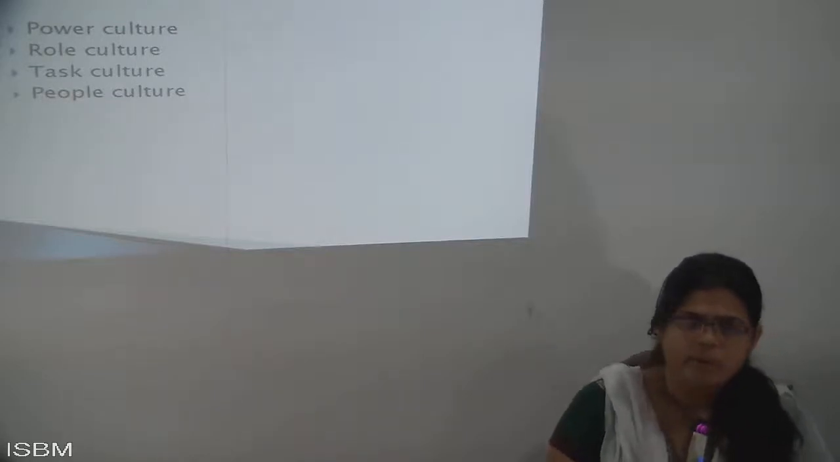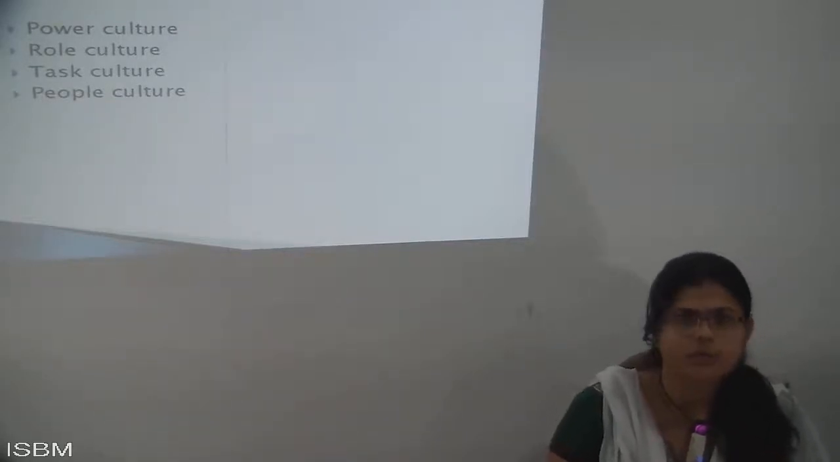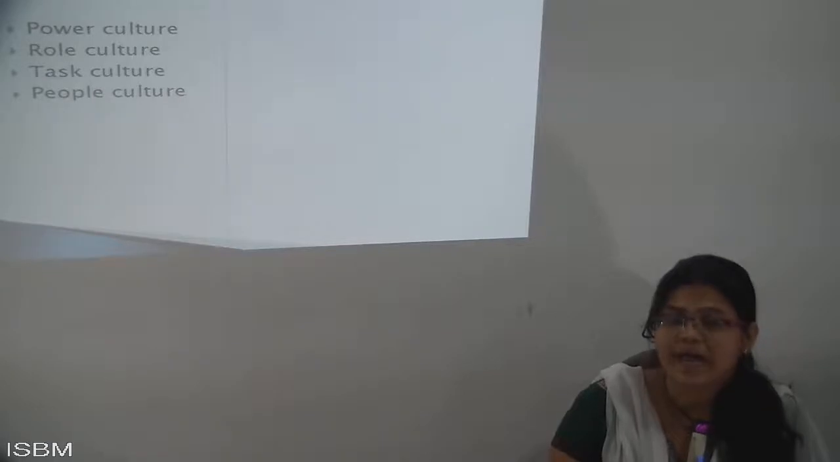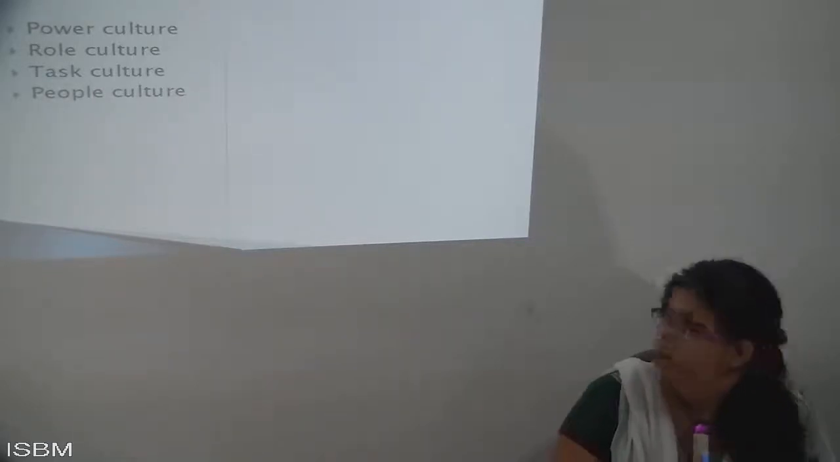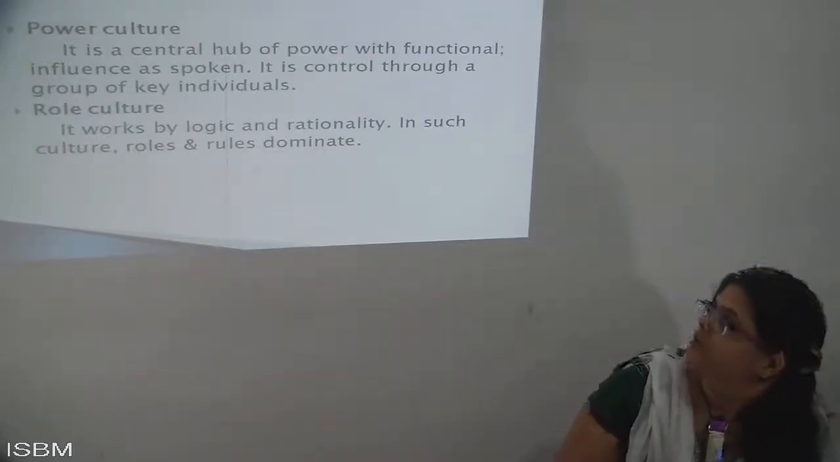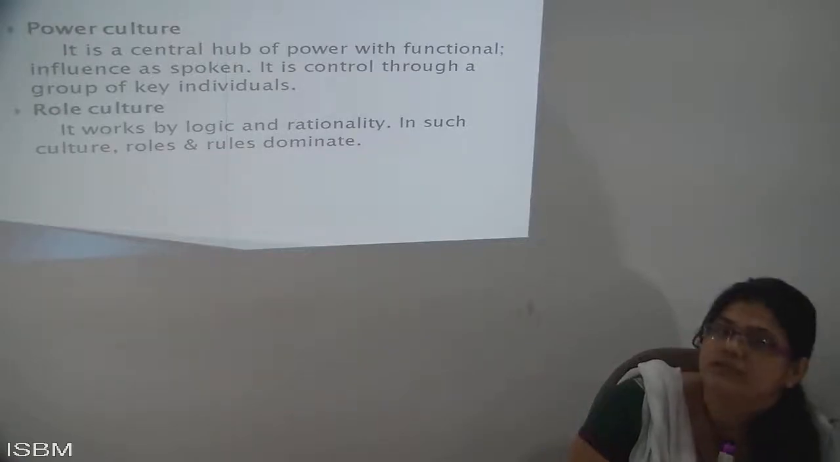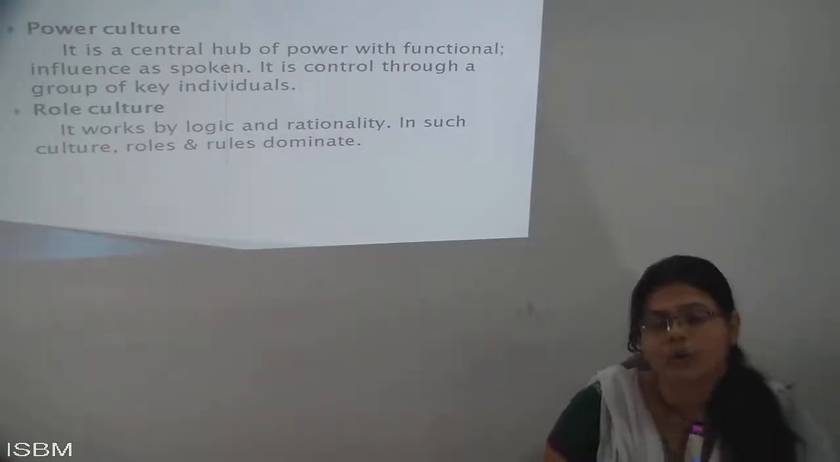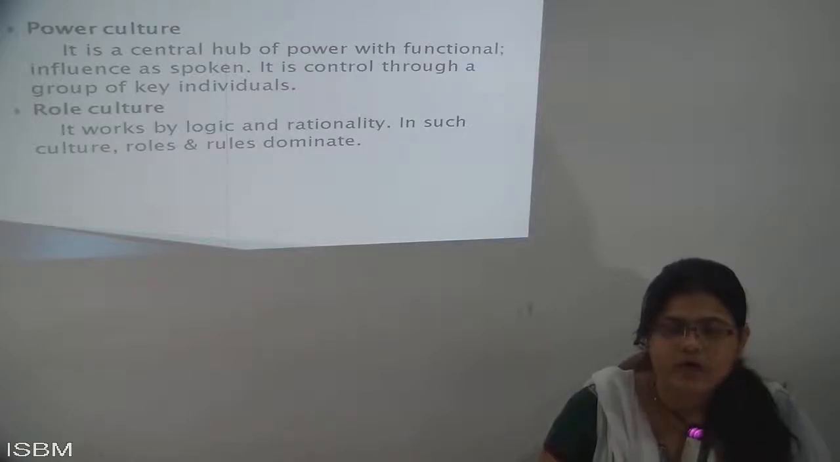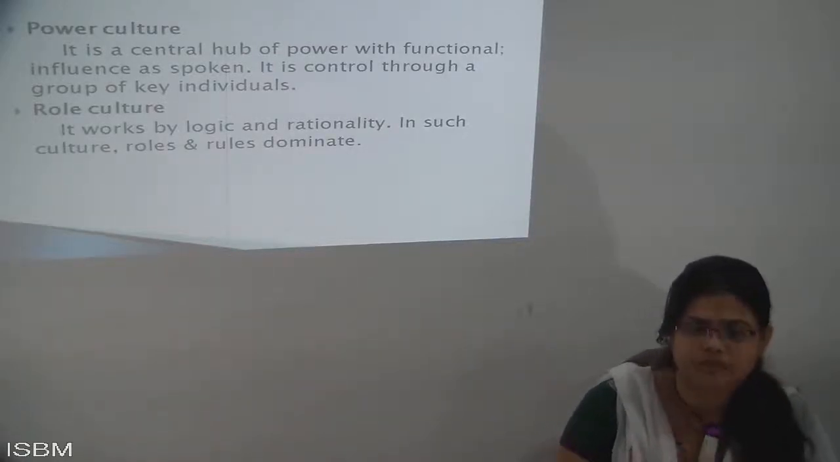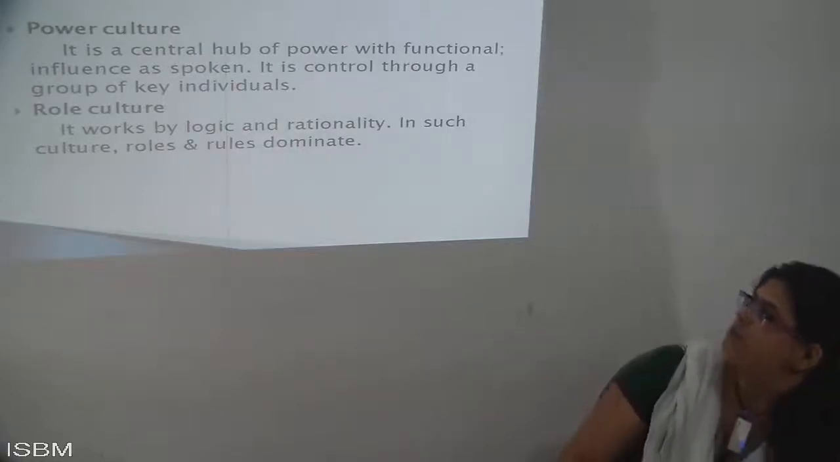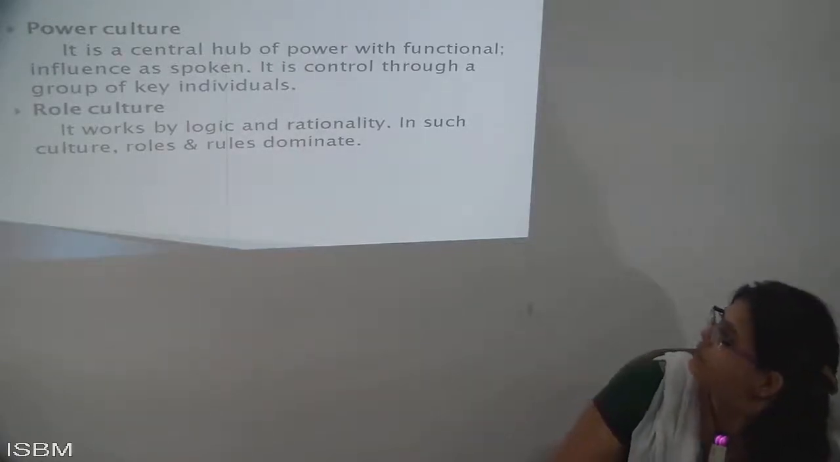Now, moving step by step, we can see how the types are inbuilt. First is the power culture. In a power culture, a group of people come together, and certain powers are given to certain functions. It is a central hub of power with function and influence, as I have spoken.